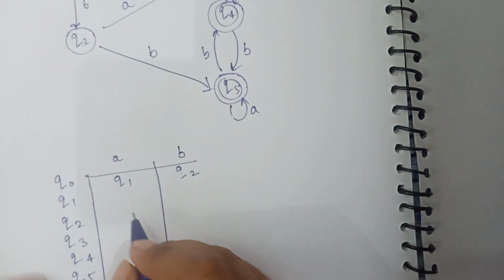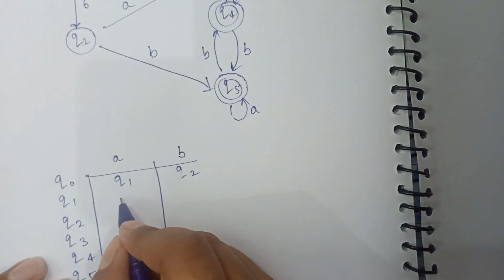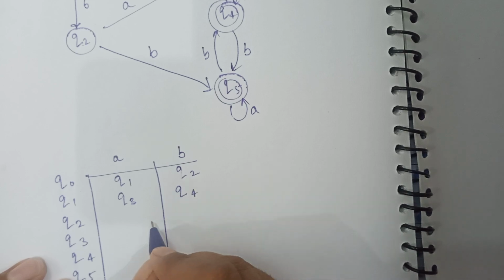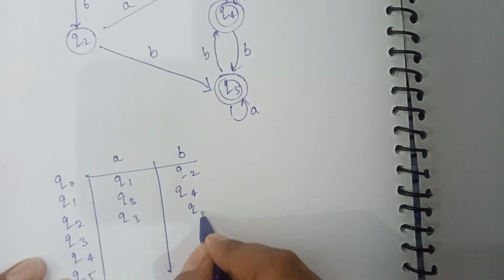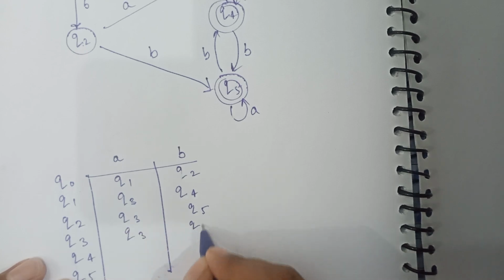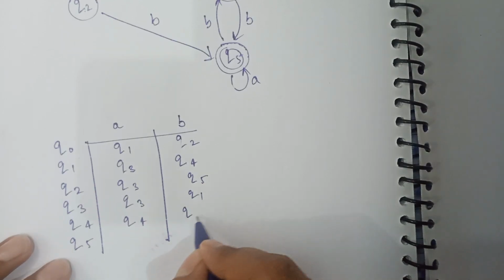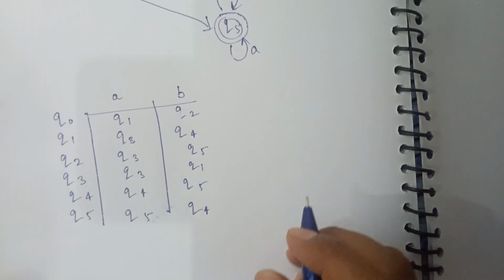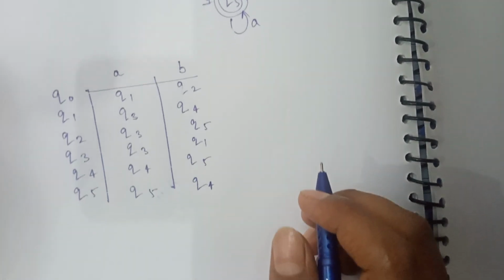So let's make it: Q1 for A is going to Q3, and for B is going to Q4. Q2 for A is going to Q3, and Q2 for B is going to Q5. In a similar manner, Q3, Q1, Q4, Q5, Q5 and Q4.